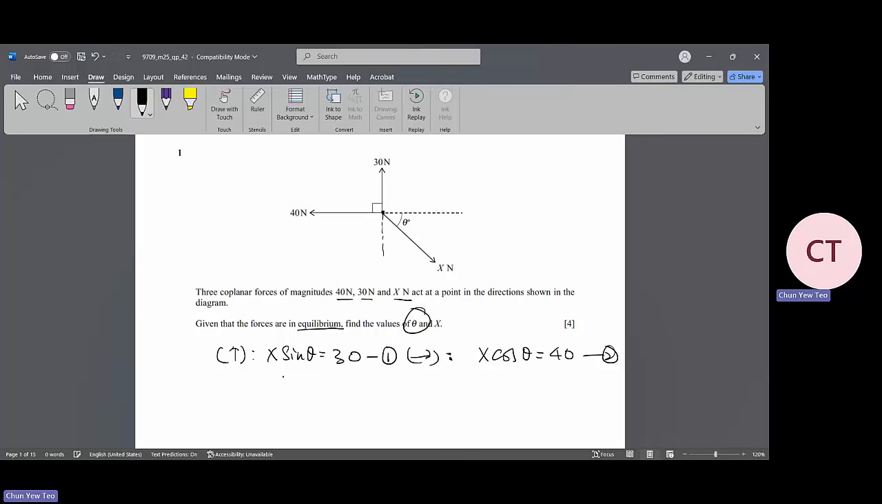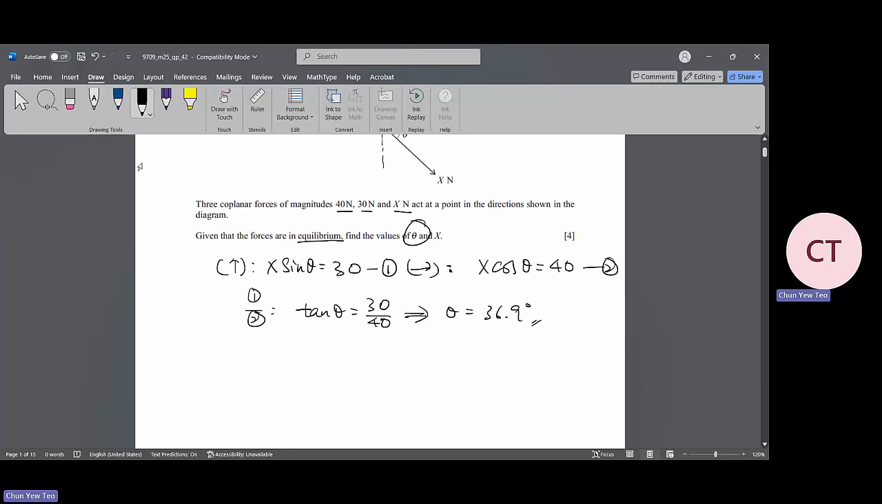So we want to find the value theta. To find the value theta, just take equation 1 divided by equation 2. Then you will get tangent theta is equal to 30 divided by 40. So from here, we can find that theta is arctangent of 3/4. Just use calculator, you will get 36.9 degrees. Just like that, done for theta.